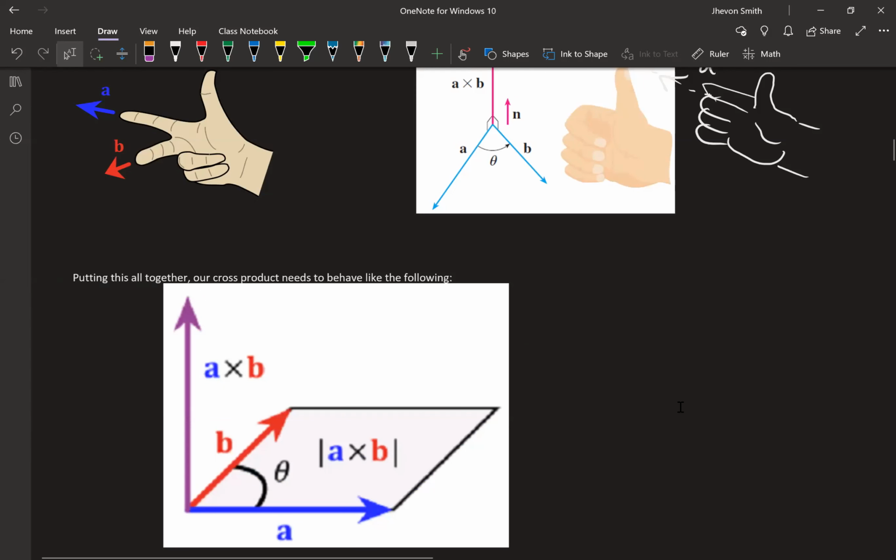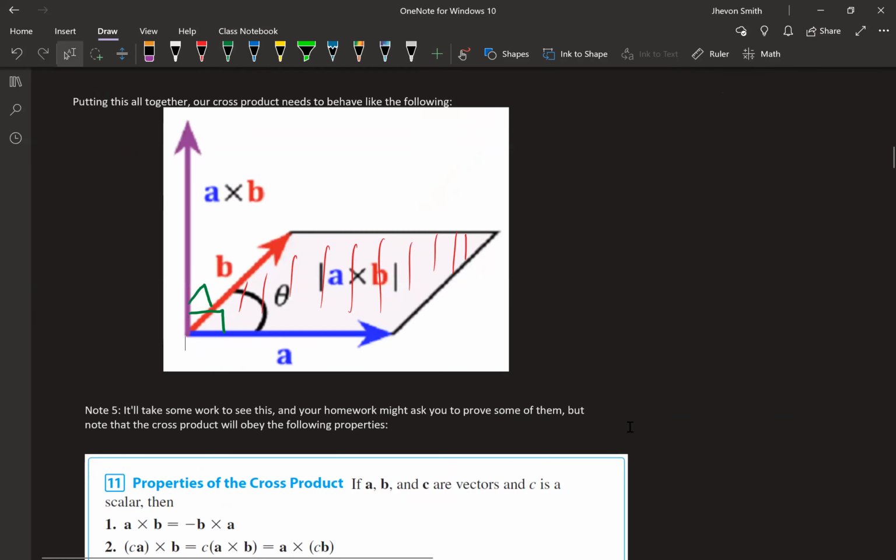Okay, so now here is the guy. The area here is going to be the magnitude of A cross B. It will point up, and it will be a vector that is orthogonal to B and at the same time orthogonal to A, obeying the right-hand rule, and its magnitude will be the size of A cross B. It will be the area of the parallelogram formed by the two vectors. So that's what a cross product is.